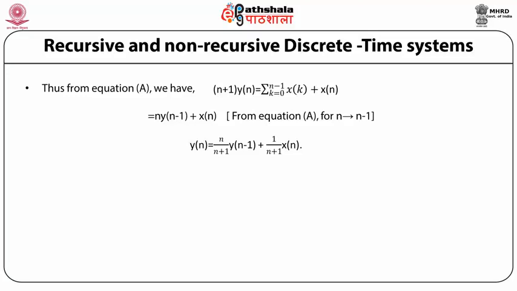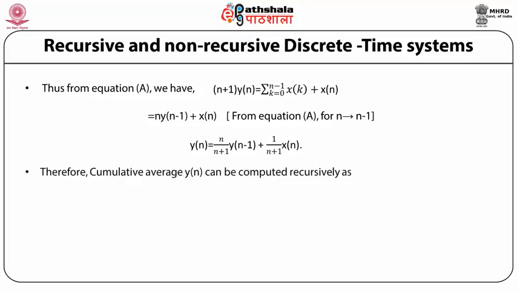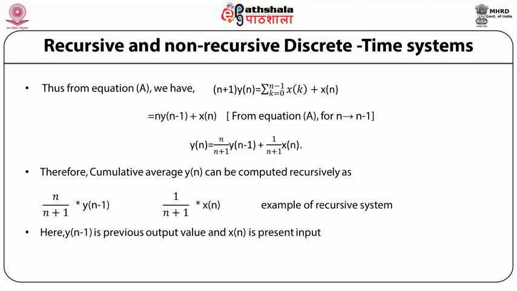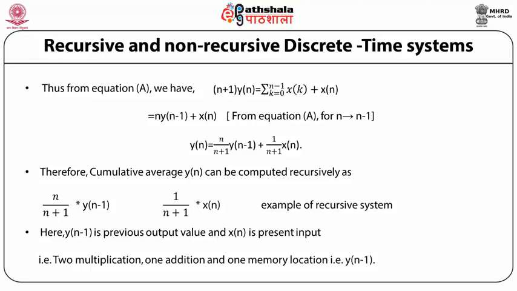So from this previous equation, we have n plus 1 multiplied by y(n) equal to summation over k equal to 0 to n minus 1 of x(k) plus x(n), equal to n times y(n minus 1) plus x(n). Now we have replaced n by n minus 1. So y(n) can be written as n by n plus 1 times y(n minus 1) plus 1 by n plus 1 times x(n). Therefore, the cumulative average y(n) can be computed recursively as n by n plus 1 multiplied by y(n minus 1), the previous output value, and 1 by n plus 1 times x(n), the present input. So that is 2 multiplications, 1 addition and 1 memory location, that is y(n minus 1).